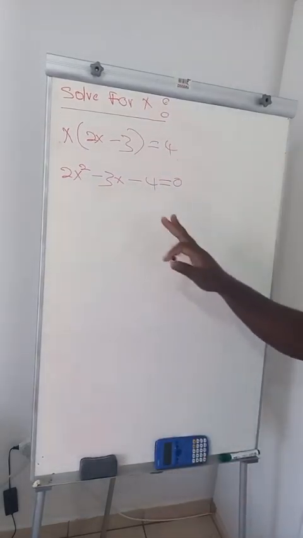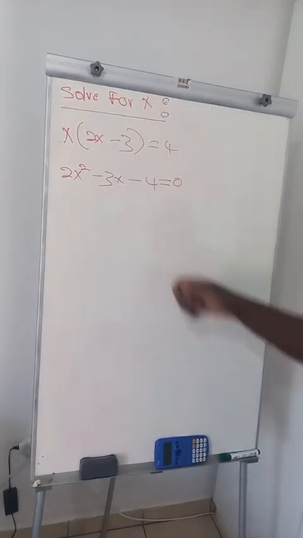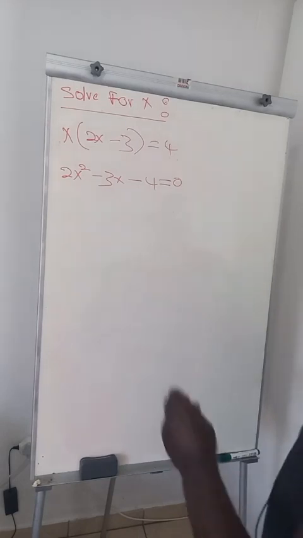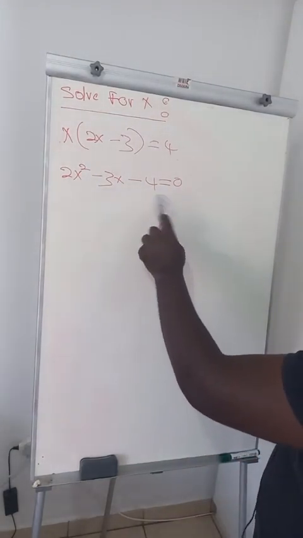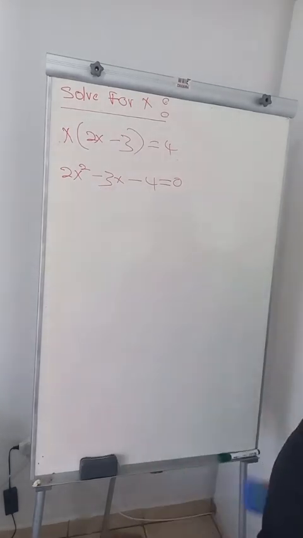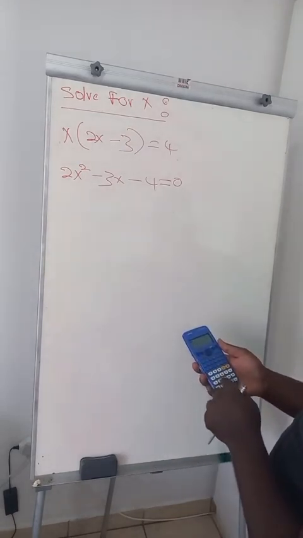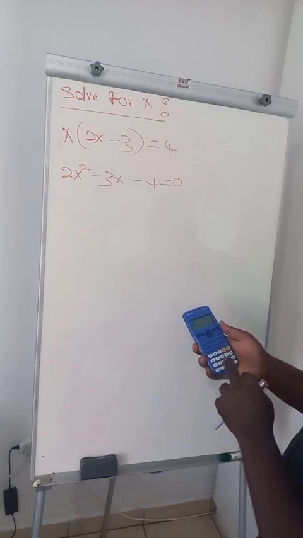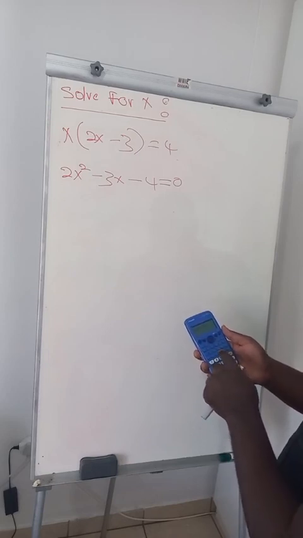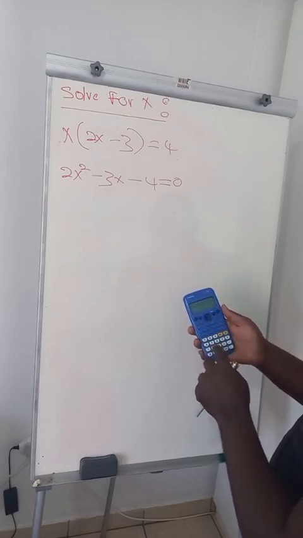So once after getting this now, you will have to first check, can you be able to factorize this thing fully? By checking, you can see that there are no values which when you multiply them together give you a negative 4, but when you add them together give you a negative 3. So I would say that here, just use your quadratic formula, and then you just say 3 plus the square root of 3 squared minus 4. What is a? A is 2, and then what is c? C will be minus 4. And then all divided by 2 multiplied by 2.